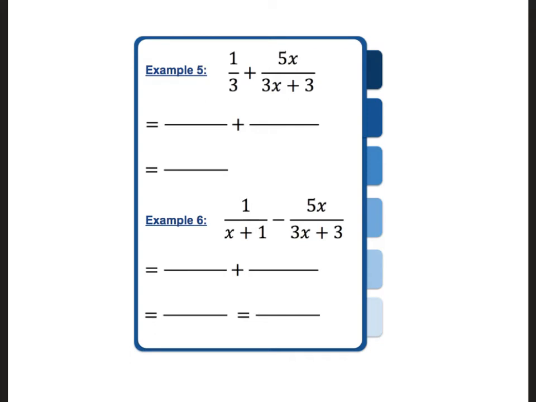Today we're talking about adding and subtracting rational expressions. We are going to add a little bit to it, so it's going to be a little harder than what you saw in day 1, but I know you can handle it. So for my first one, we have 1 over 3 plus 5 over 3x plus 3.